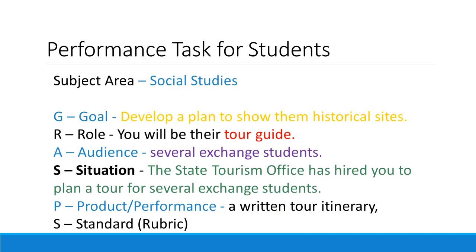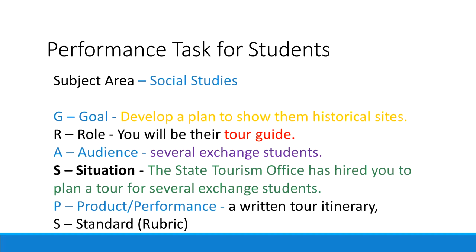So if my area is social studies and I'm trying to create a performance task for the students, I want it to be something that is connected to real life, and I want them to use some of their skills with social studies. So I create this hypothetical goal that they're going to develop a plan to show some students around the historical sites in the DMV area. Their role is that they're going to be the tour guide because they've been studying these historical sites, so they should know them. Their audience is going to be some exchange students visiting the DC area.